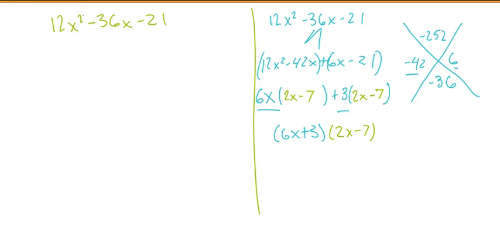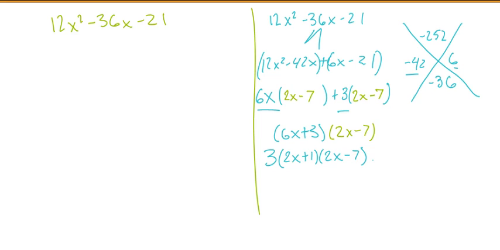Now, I'm not done. This looks like I am finished, but the golden rule of factoring is to always look for a GCF, right? And here we have another GCF that I need to take out, right? 6 and 3. So in order for this to be a completely factored expression, then I need to take the 3 out as well. So I have 3 times 2x plus 1 times 2x minus 7. Okay? Now, let's see the easier way.